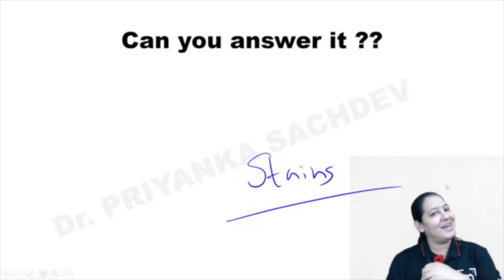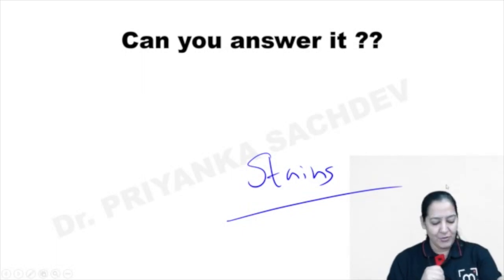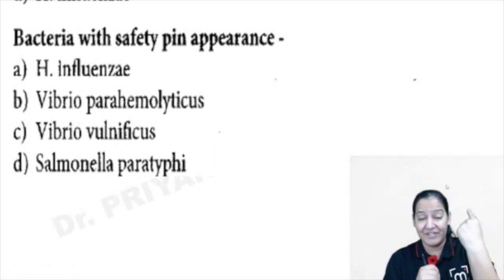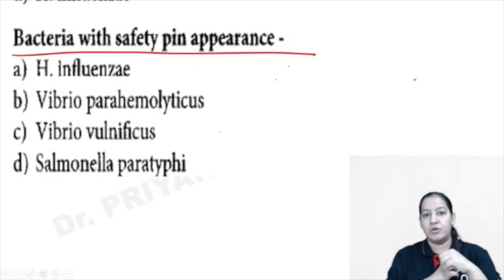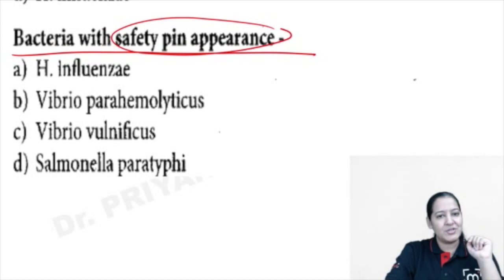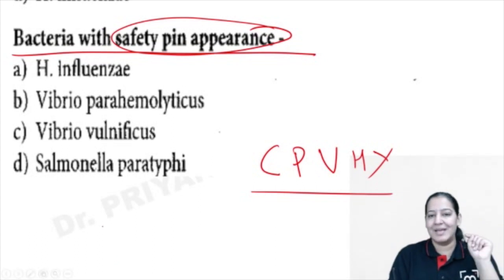If you have attended my lecture attentively, can you answer 2 questions for me? Write down the answers in the comment box. Question number 1. I want everyone to write the answer in the comment box. Bacteria with safety pin appearance. Can you tell me the name of the bacteria? Come on, with safety pin arrangement. Just now I taught you the mnemonic, safety pin can produce very high yield. Apply this mnemonic.